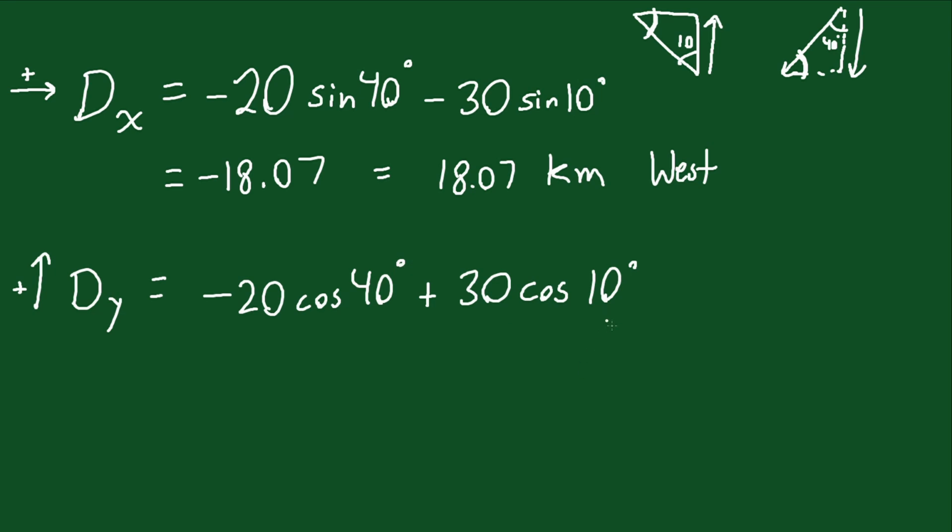Okay, so just to recap, this is negative because we are going downward, we are going south. This is positive because we are going up, right? And we said up is going to be positive. So we get those answers. It's very important that we get those signs correct. And the answer we get is 14.22, or you could say 14.22 kilometers north.